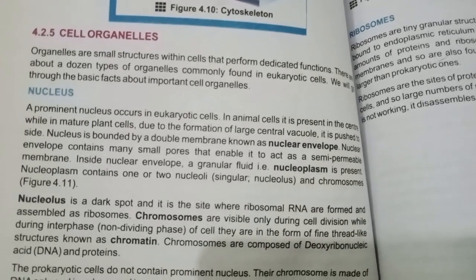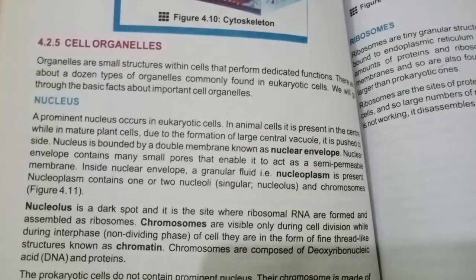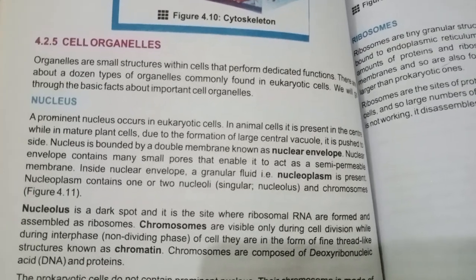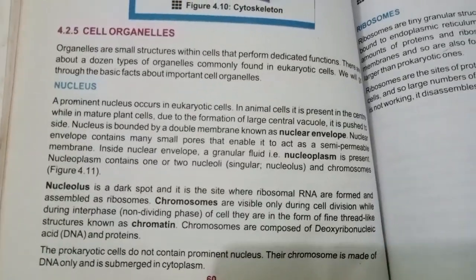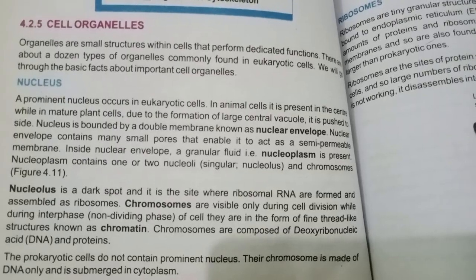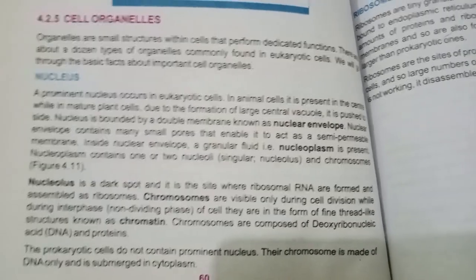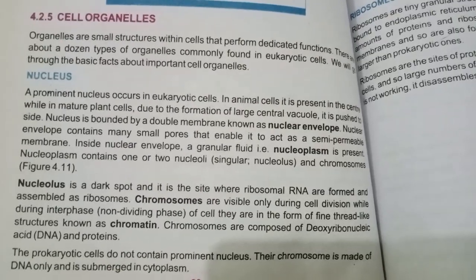Chromosomes are composed of deoxyribonucleic acid, commonly known as DNA. It is the abbreviation of deoxyribonucleic acid. The prokaryotic cell does not contain a prominent nucleus. Its chromosome is made of DNA only and is submerged in the cytoplasm.